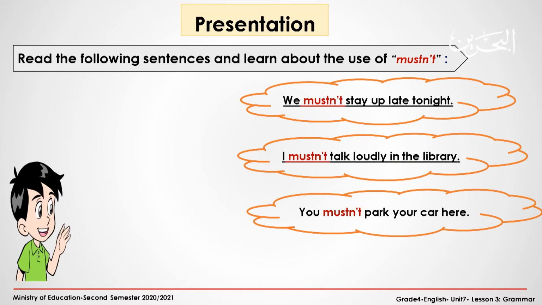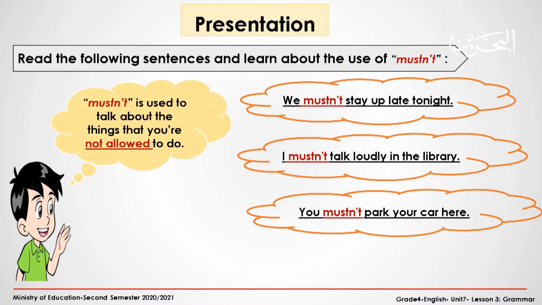Read the following sentences and learn about the use of mustn't. We mustn't stay up late tonight. I mustn't talk loudly in the library. You mustn't park your car here.